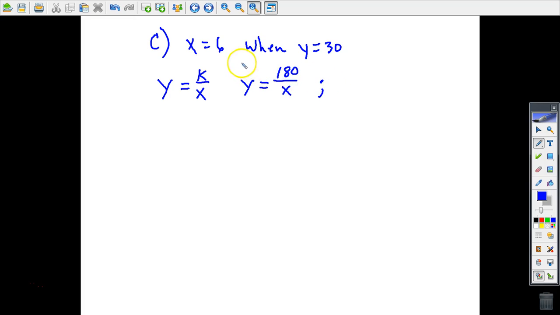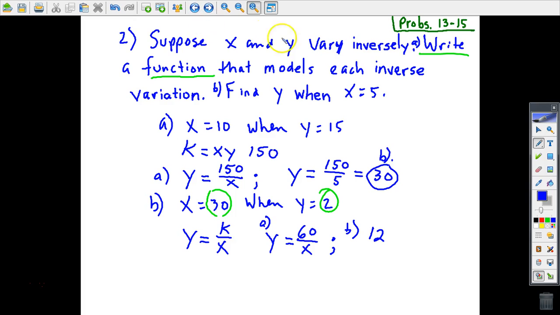That's part A answer. Part B answer is using this function. If you plug in 5 for x, what comes out for y? 180 divided by 5 is 36. So I've given you some examples for 3 more problems that you're going to do on the homework, 13 through 15.